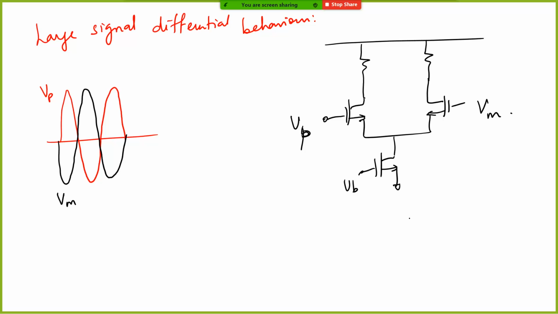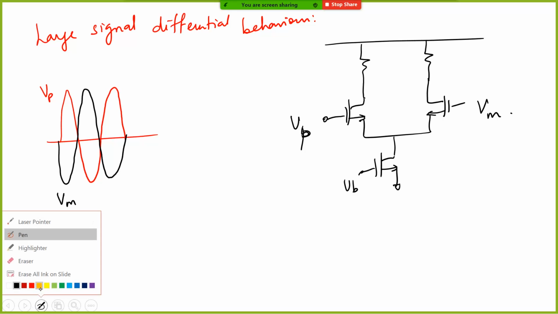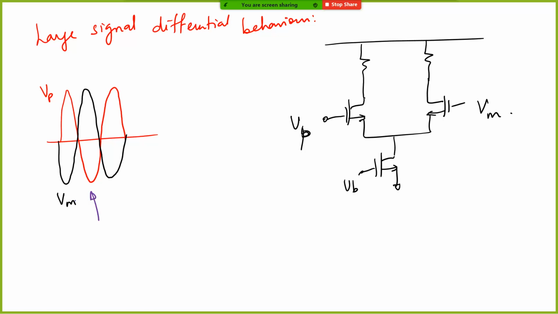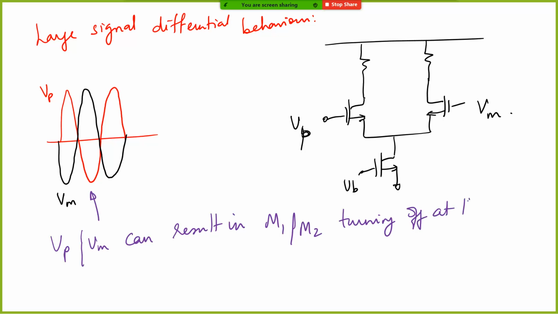Now what do you think will happen if your input differential signal starts becoming large? Can you tell me? Where it will be clipped in the output. Correct. It will get clipped. So what can happen? So one thing is the voltage at this point, okay, let me use a different color. This lower point, so basically, if the VP or VM can result in M1 or M2 turning off at the lowest input swing.